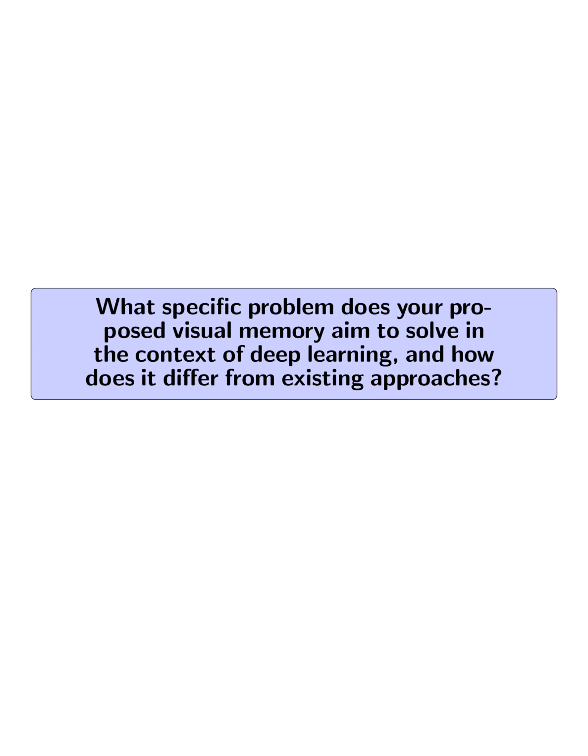What specific problem does your proposed visual memory aim to solve in the context of deep learning, and how does it differ from existing approaches?